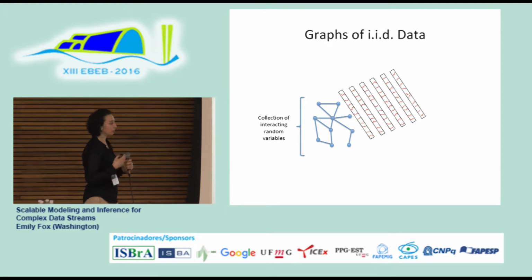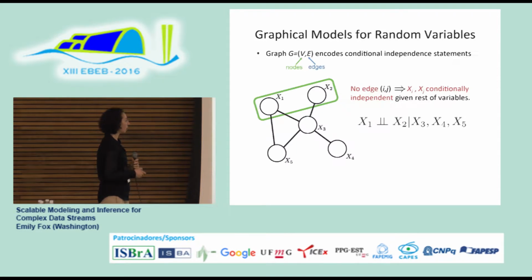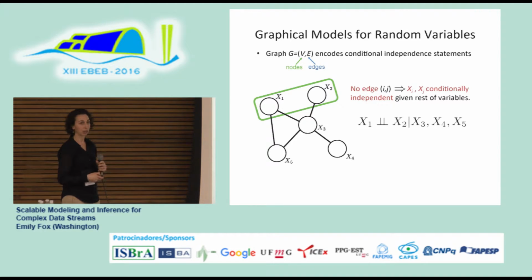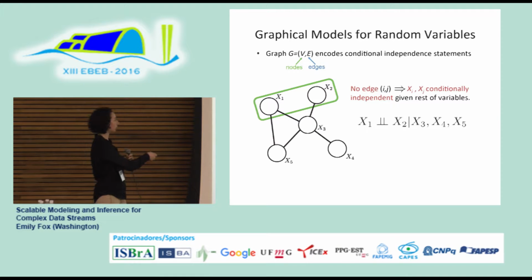Okay, but before we talk about graphs for time series, let's just quickly review graphical models for IID data. So the nodes in a graph are just a collection of random variables, and the lack of an edge encodes statements of conditional independence. So for example, here we see that there's no edge between random variables 1 and 2. That means these random variables are conditionally independent given x3, x4, and x5.